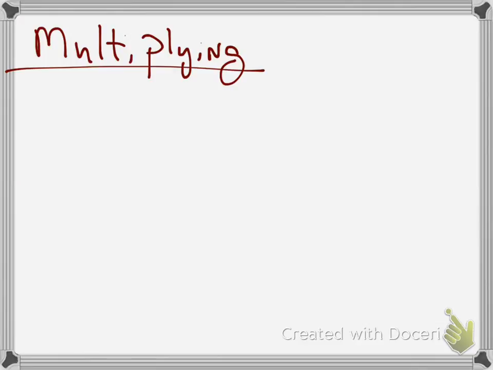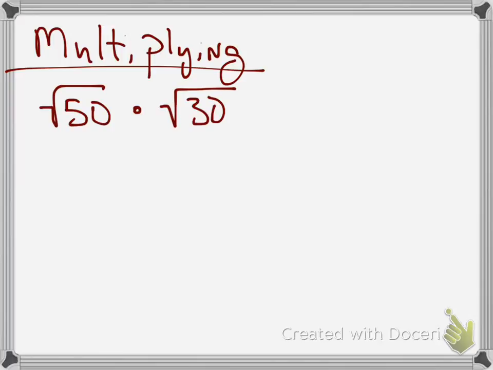All right. So now let's look at multiplying. Okay, on the multiplying, there's actually a couple of different ways you can do this. Okay, so let's look at a problem like this: square root of 50 times the square root of 30. Notice I'm not worrying about variables or anything like that right now. Okay, square root of 50 times the square root of 30.